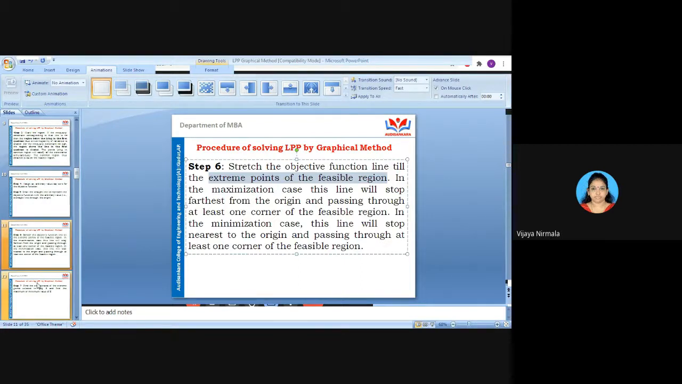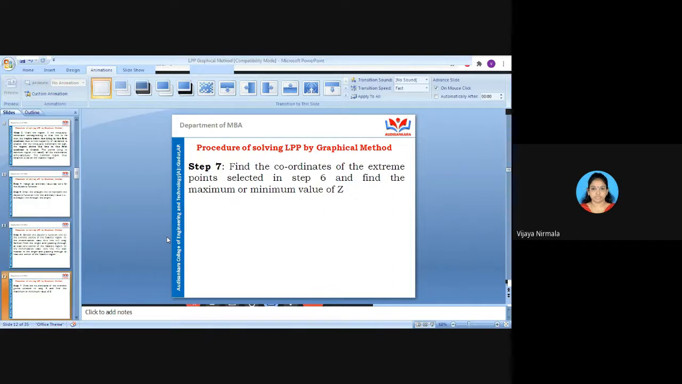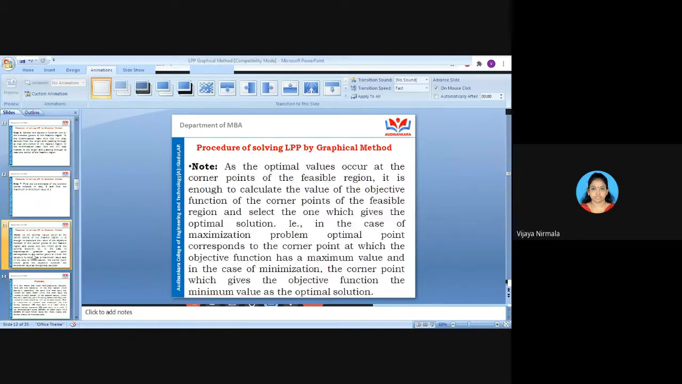Okay. Next, in step 7, find the coordinates of the extreme points selected in step 6. So you have plotted step 6, right? In that you need to find the extreme points and you need to find the maximum or minimum value of the objective function. If your problem is given as maximum, you need to select the maximum value. If the problem is related to minimum, you need to get the minimum value.